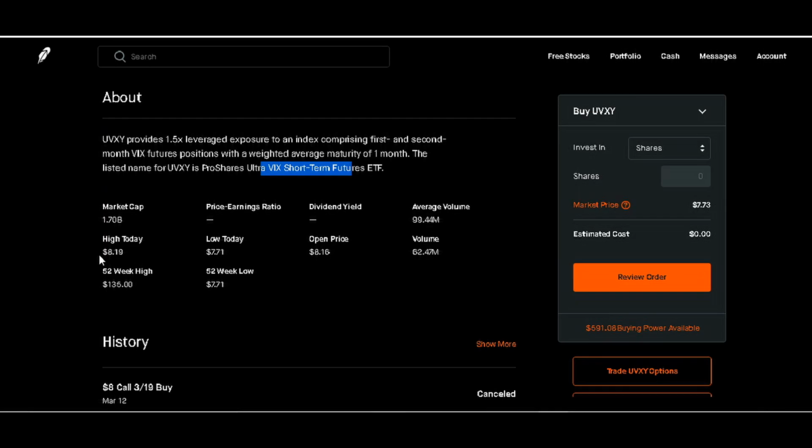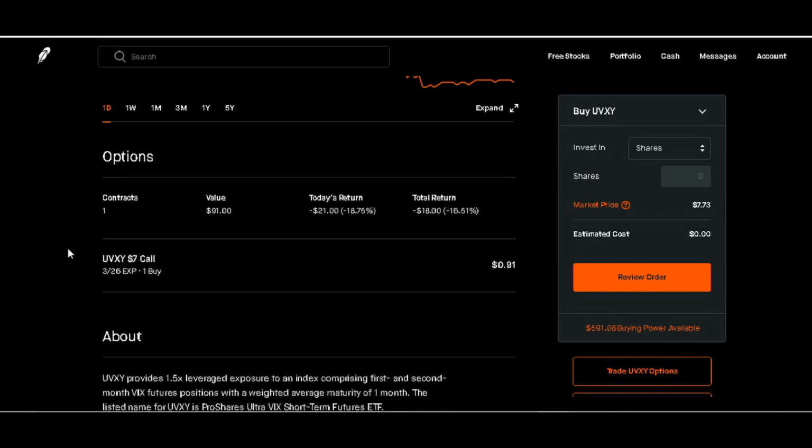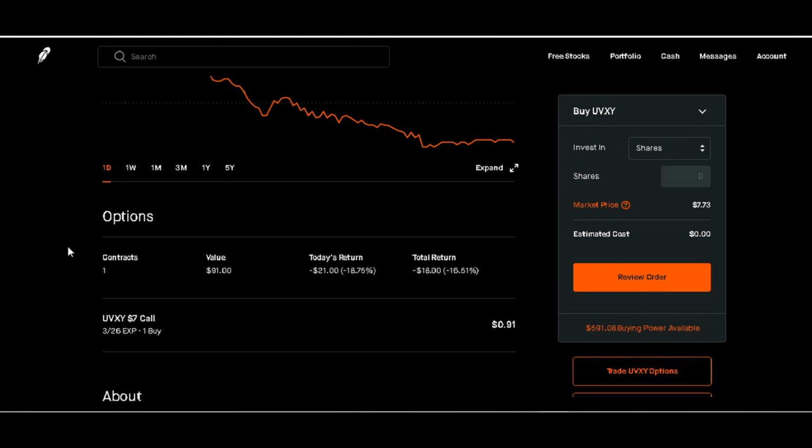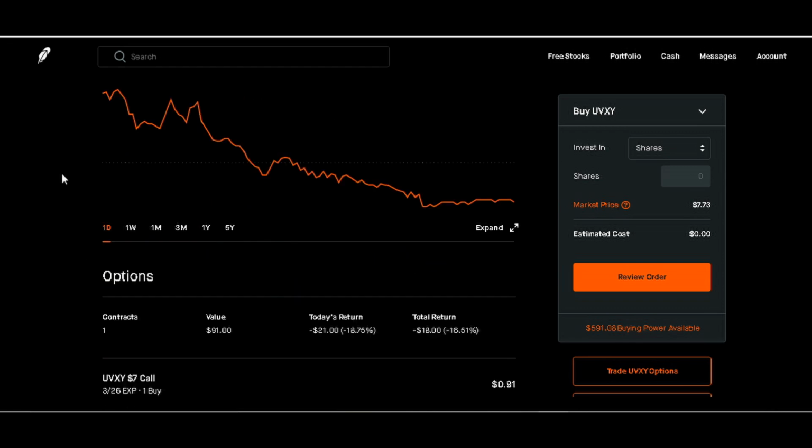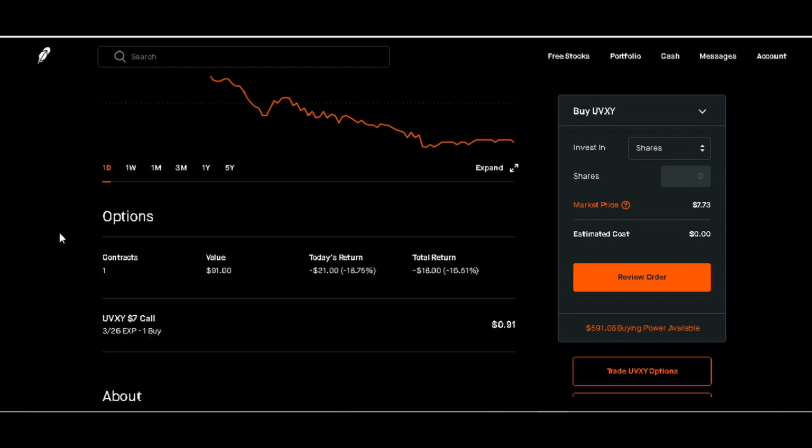Go ahead and exit out of here. We're going to talk about exactly what we've done. We decided to buy an option contract versus just buying the 100 shares, because that would have cost us $773. We buy the option contract for about 3 weeks, or in this case, 2 weeks and 1 day. One contract value is currently at $91. Last Friday's return is negative $21 or negative 18.75%. Total return is negative $18 or negative 16.51%.